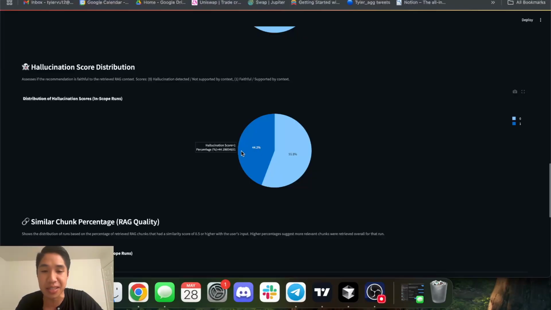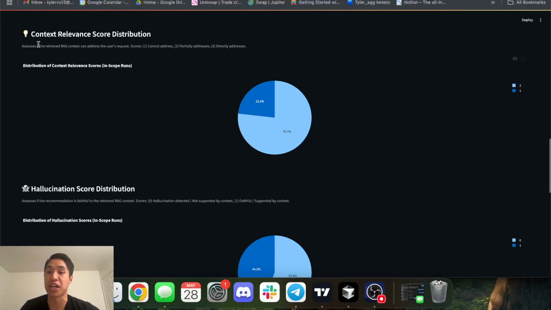Yeah, this can easily be shown through a dashboard, like with a pie chart like this. So this dark blue is going to be those hallucinations. We found a 44% hallucination rate and 55% isn't. If you have a high hallucination rate, that means you probably have to look at your prompt and probably your knowledge base as well.